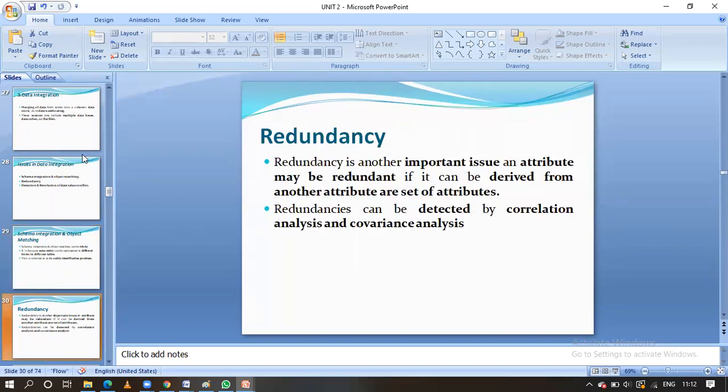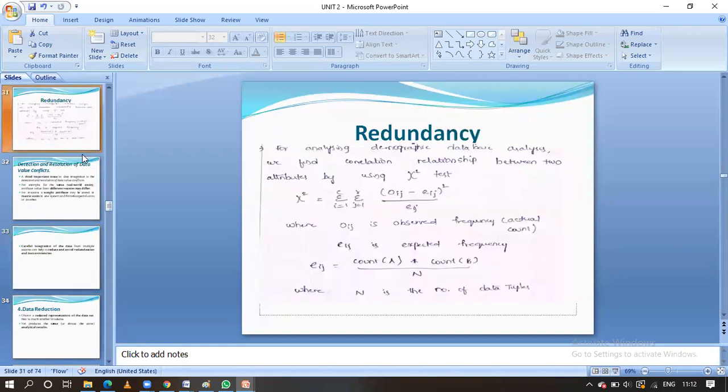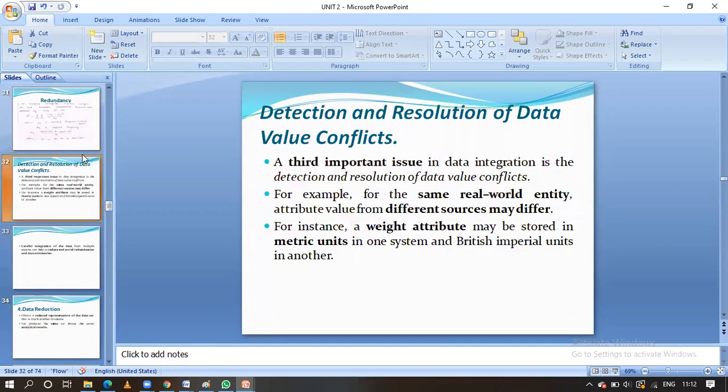Next one is redundancy. Okay, repeated attributes we have to remove. The next one is detection and resolution of data value conflicts.